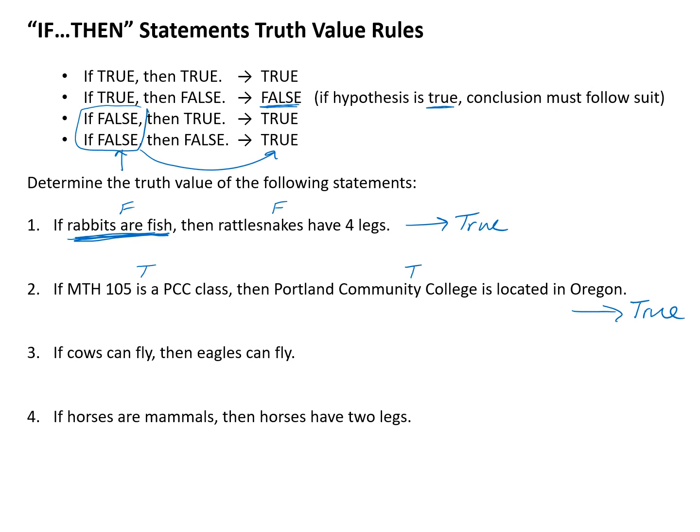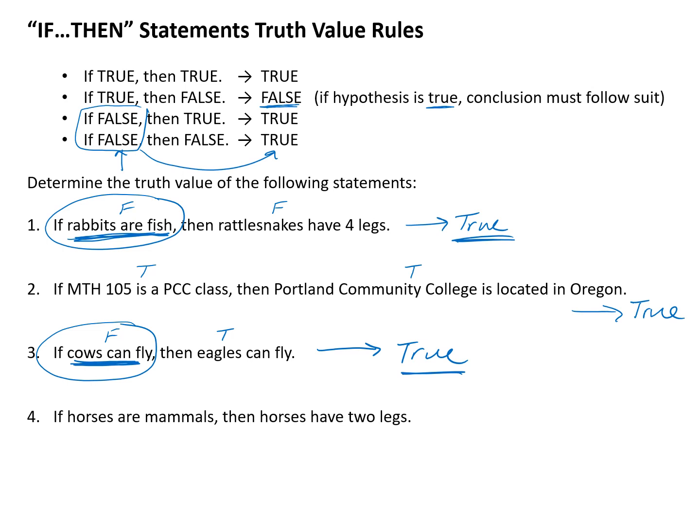Example 3. If cows can fly, that's false, then eagles can fly. That's true. But remember, if the initial condition is false, then anything can happen. All bets are off. If cows can fly, then anything can happen. So we actually say this is true. Again, if the if part is false, we immediately have a true statement. It feels weird, but that's how it works.